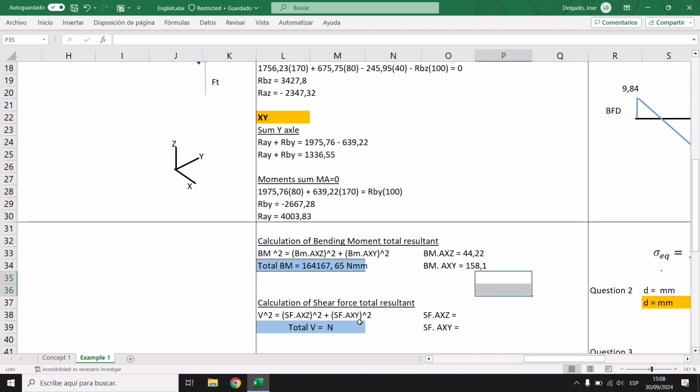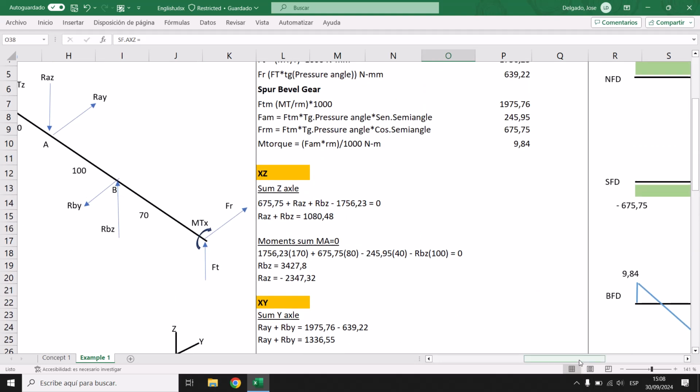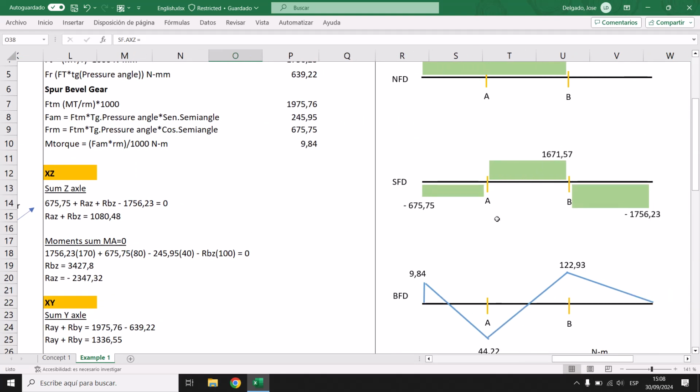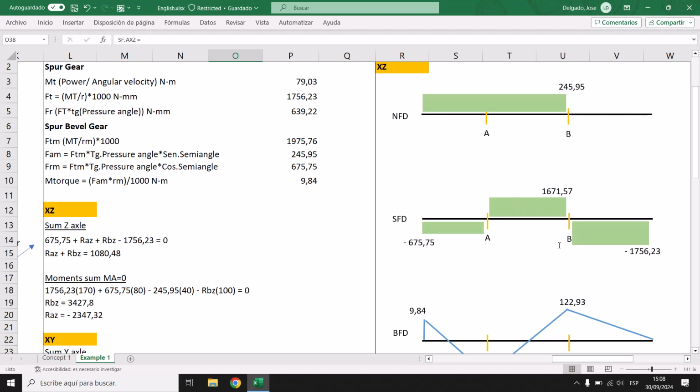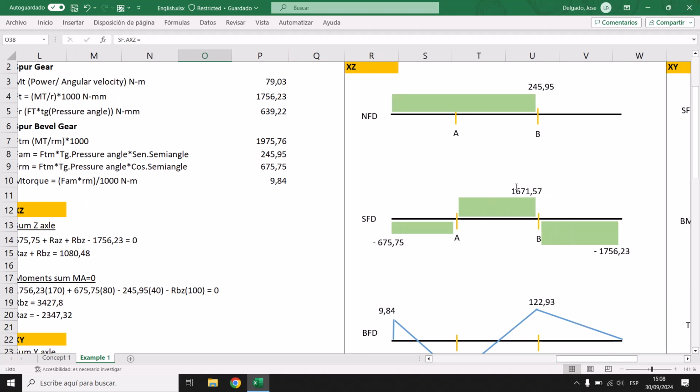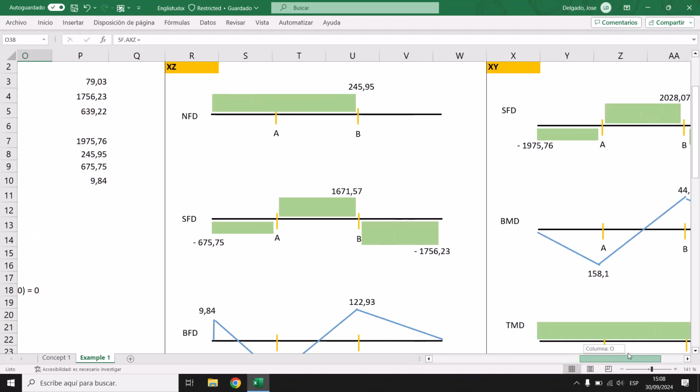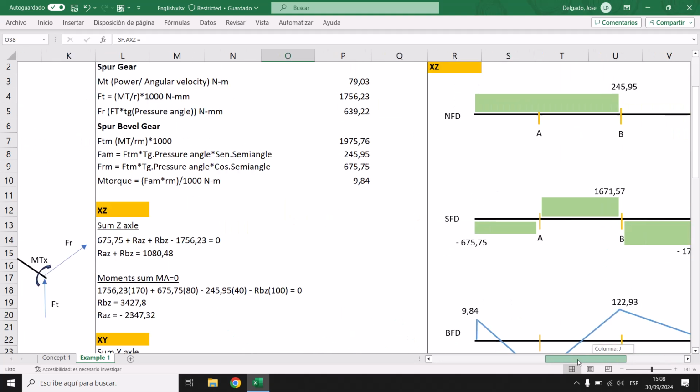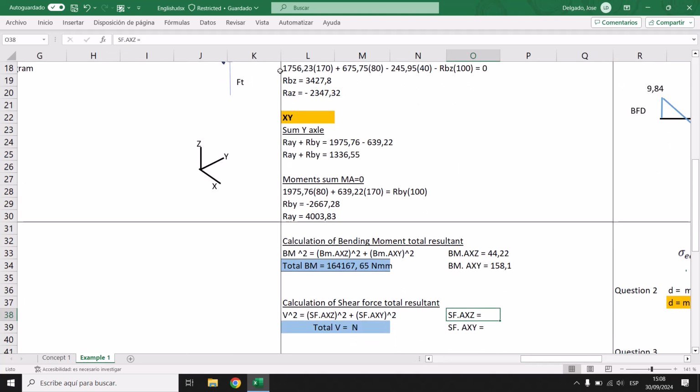Now you should do the same for our shear force. You should look at your shear diagram. For you, this is going to be 1,671. And in the case of A, it's 2028.07. So just copy this. In the case of C, you're going to have what value?